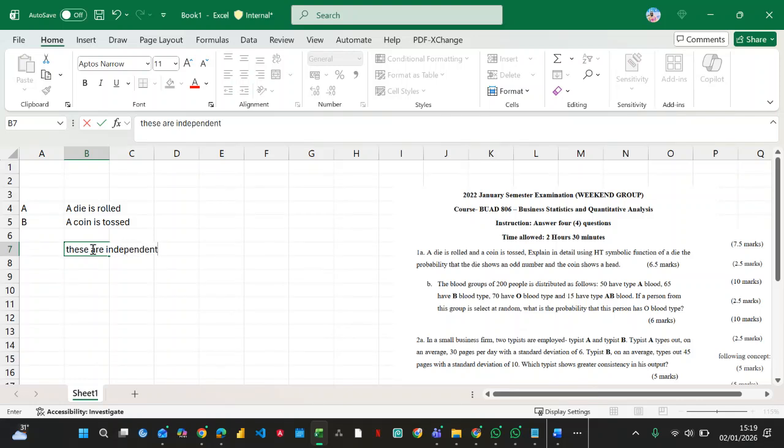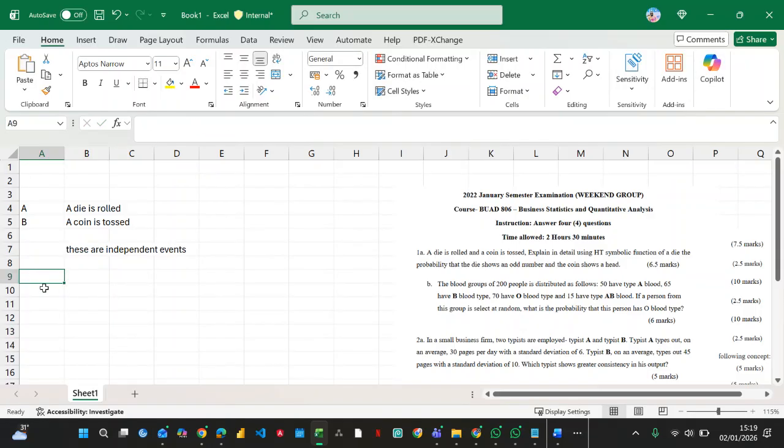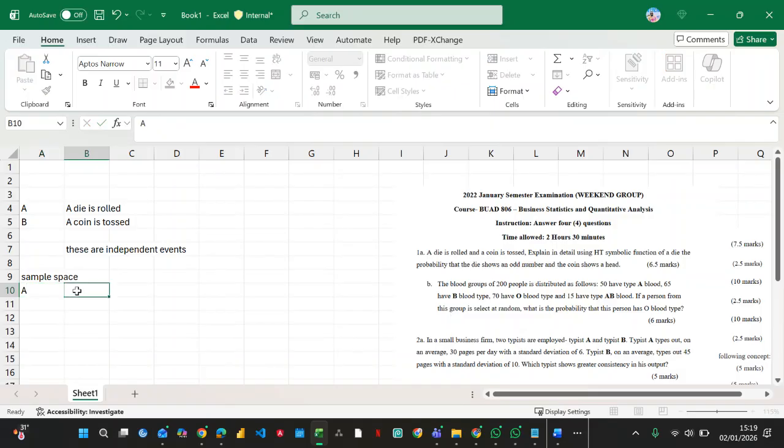So now, looking at this, you can see that these are independent events. Right? These are independent events. For us to solve this, the next step we need to do is to get our sample space, or something like a sample space.